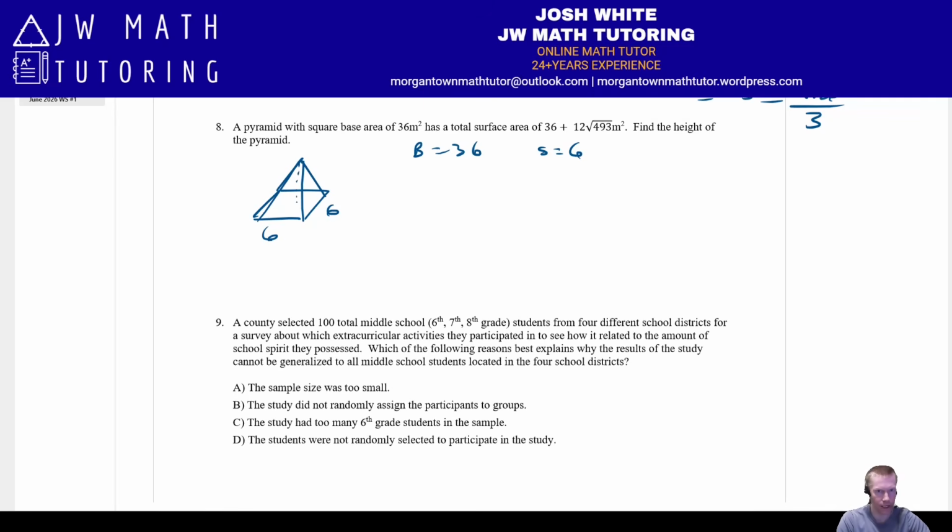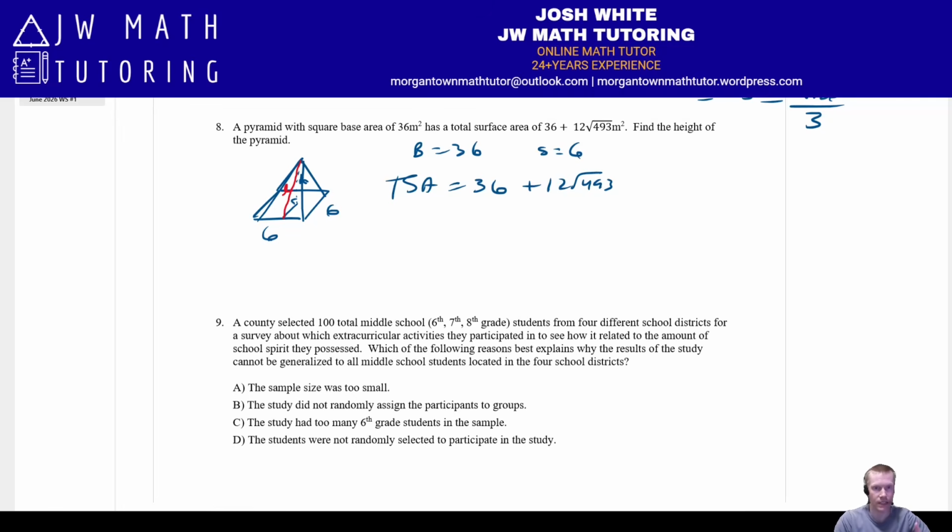Okay, then we've got the height coming down here in the middle. And then also we will have the slant height coming down here on a triangular face. We also have the total surface area, which means the area of the 4 triangular faces plus the base. So the total surface area is 36 plus 12 root 493.